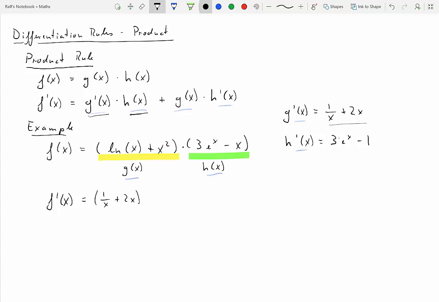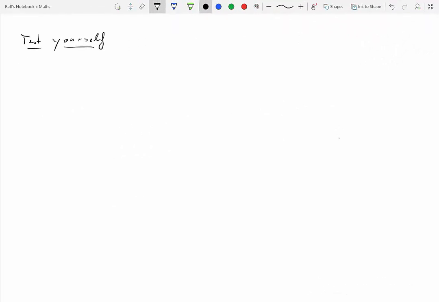Now we need to multiply with h of x. That's the green original function, so 3e to the x minus x. Now we need a plus, and plus g of x. g of x is just the original yellow function, ln x plus x squared, times h prime of x. And that we calculated over there. That's 3e to the x minus 1. So here you go. This is the solution. It's as easy as this.